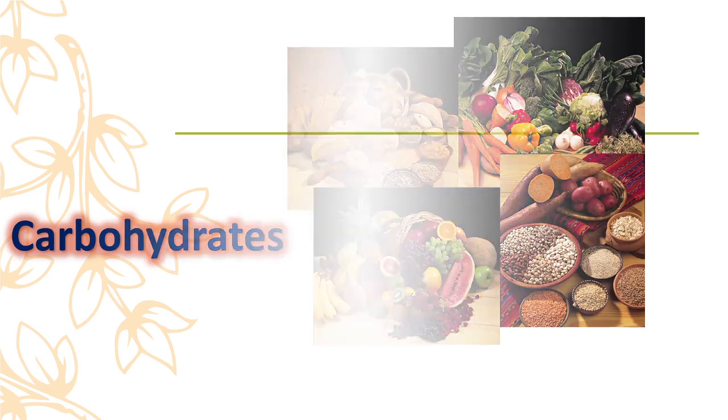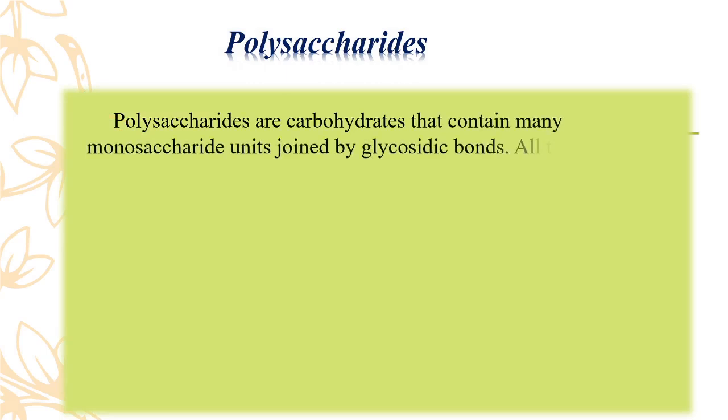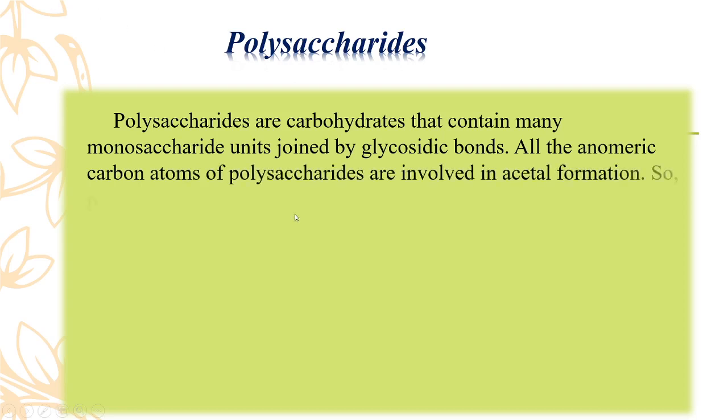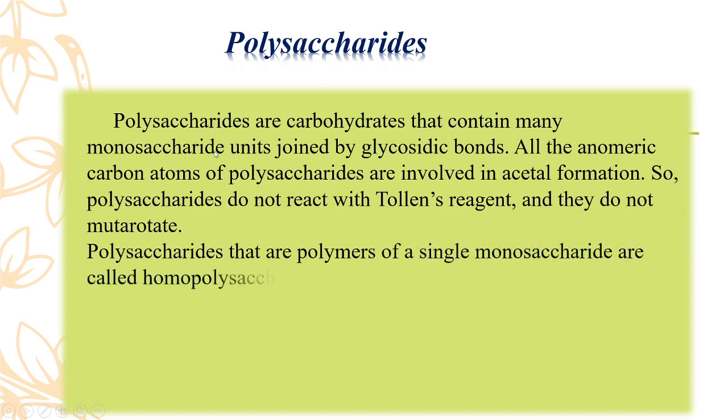So what are the polysaccharides? The polysaccharides are carbohydrates containing more than 2 sugar units, for example cellulose and starch. Here, cellulose and starch are the polysaccharides. Polysaccharides are carbohydrates that contain many monosaccharide units joined by glycosidic bonds. All the anomeric carbon atoms of the polysaccharide are involved in acetal formation. So the polysaccharides do not react with Tollens reagent and they do not mutarotate.